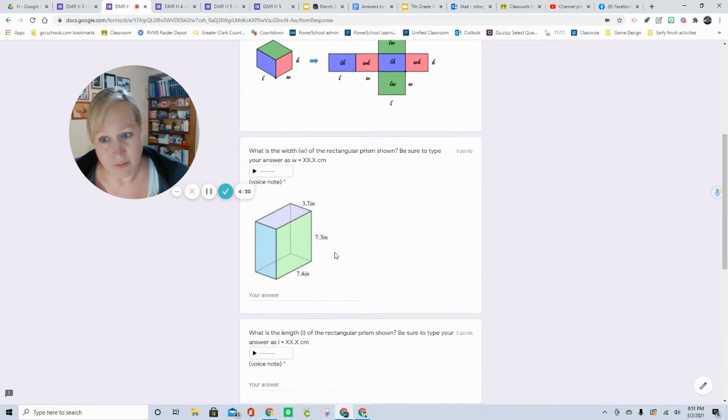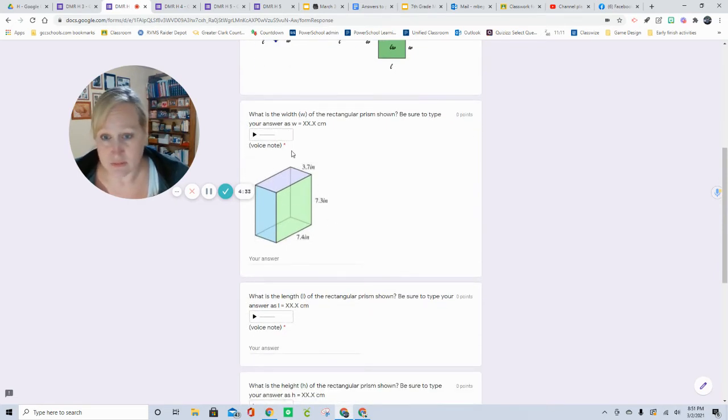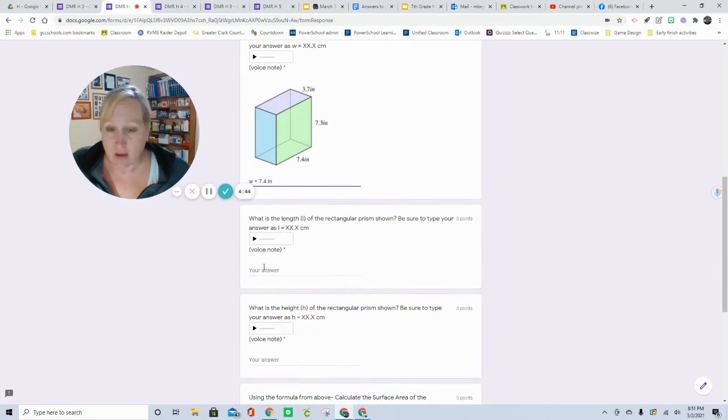I'm going to go back to what I did before. You guys have got to pick it. So width, okay, 7.4. W = 7.4 IN. Length, okay, we use 7.4, so now I've got to use 3.7. L = 3.7 IN. Okay, height. Okay. So height is H = 7.3 IN.